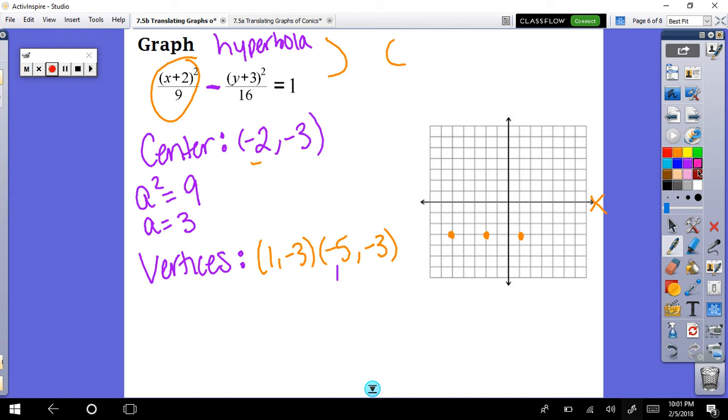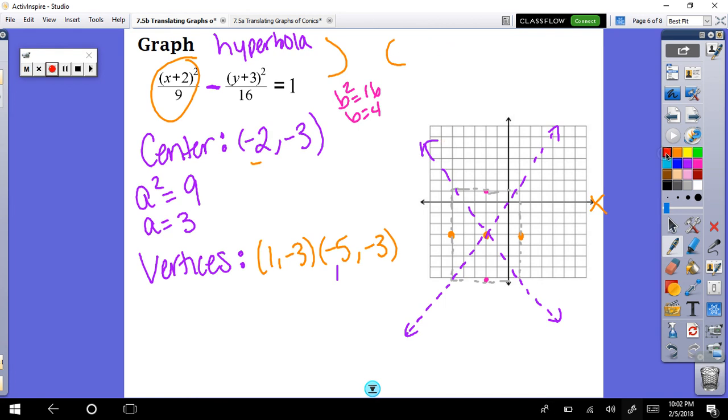And to graph the hyperbola, we do want to make a box here. So I do need my b value. b squared is 16, so b is 4. That means that I go up 4 and down 4 from my center. That's going to help me sketch this box around these 4 points. That box just gives me an outline of what my asymptotes look like. The asymptotes go through the center and through the corners of the box.